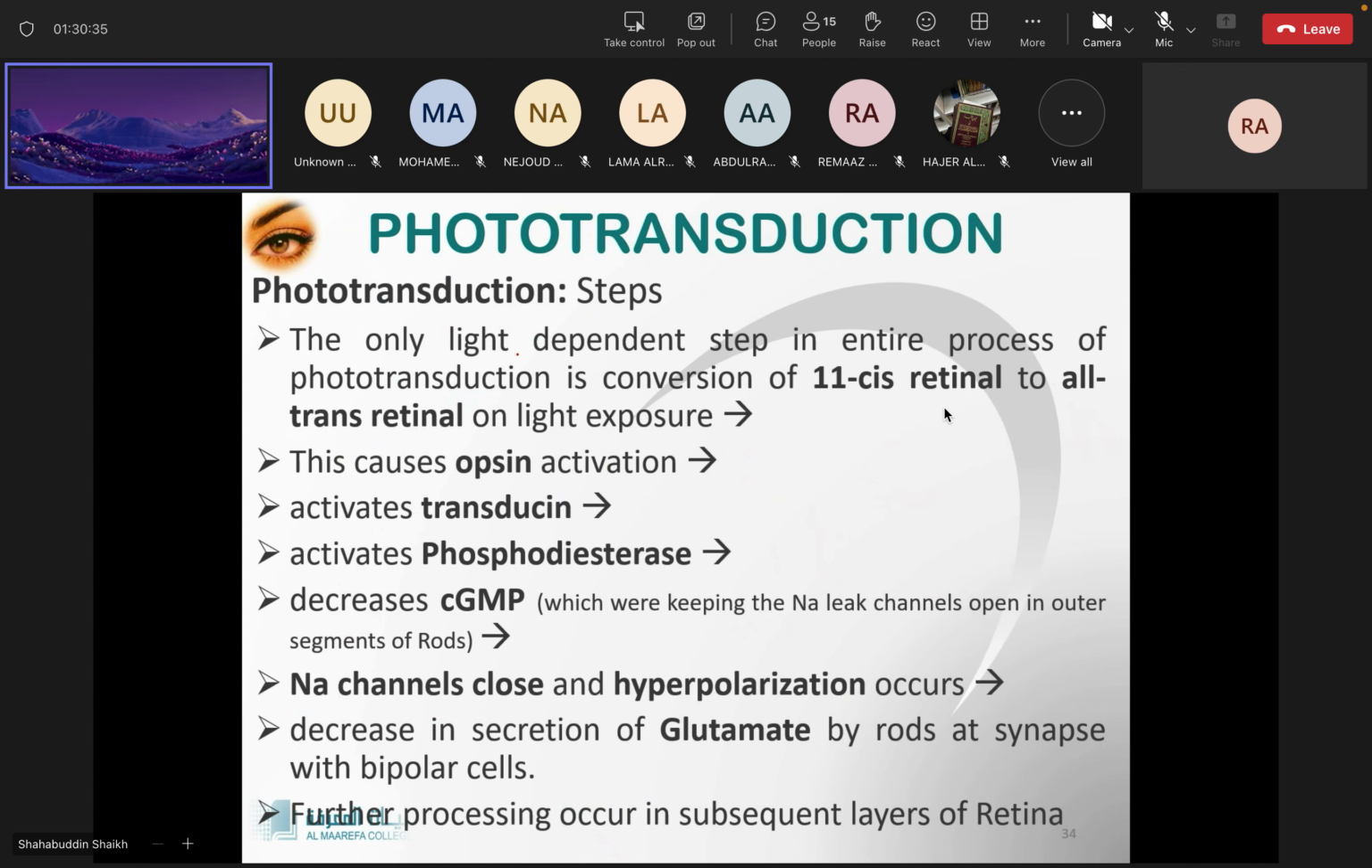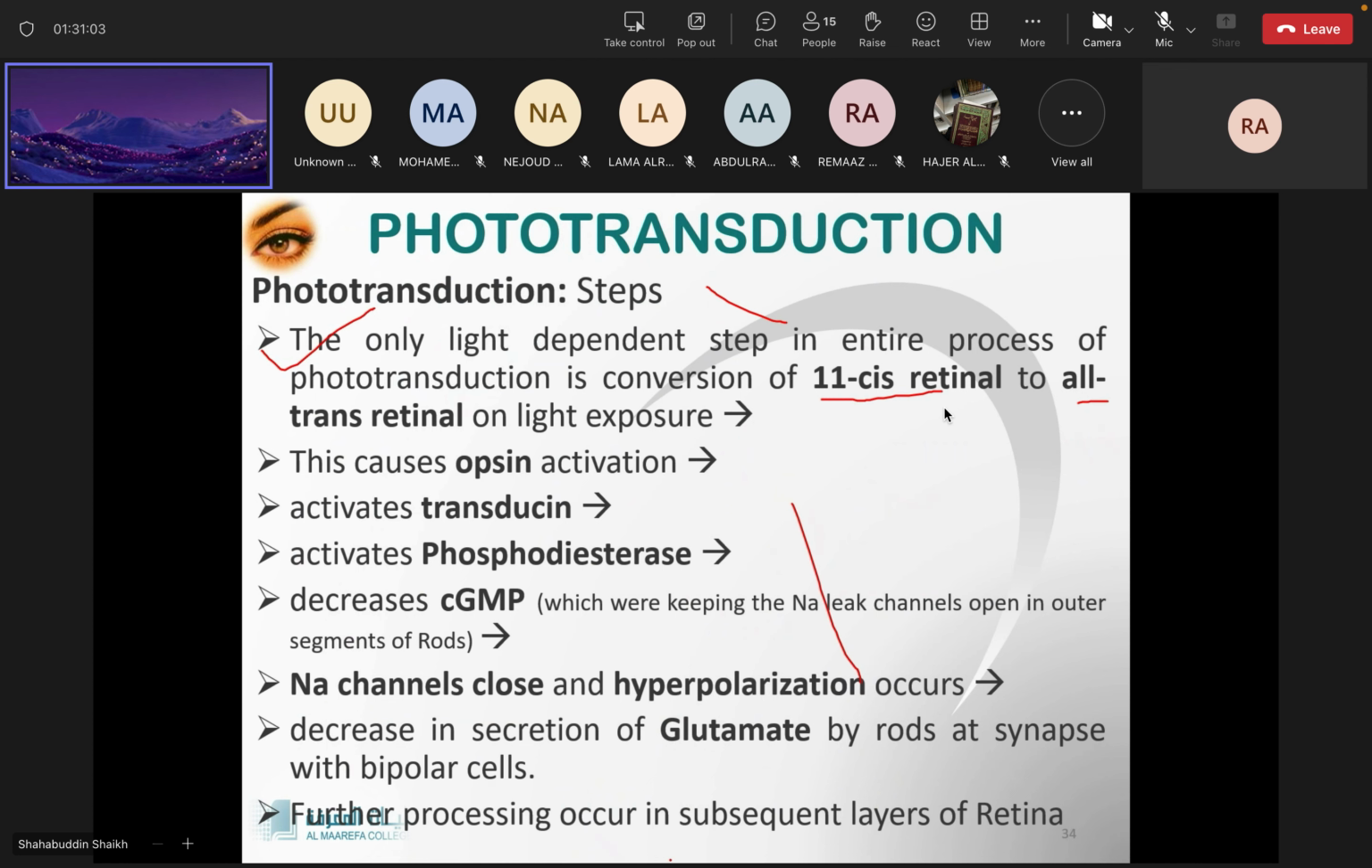Number two sentence which you have to remember for your exam: the only light-dependent step is when light falls on the photoreceptor, 11-cis retinal is converted into all-trans retinal. The only light-dependent step. After that, automatic reactions will occur. So this is your second sentence which you have to remember for your exam. The rest of the things you just need to understand; you don't need to remember.